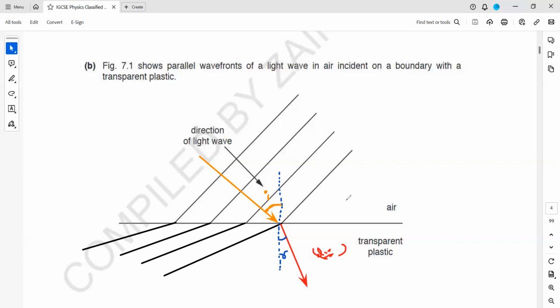The wavefront which we drew, this one and these two should be 90. And this is a wavefront which is already given, and the direction which you drew should be 90 to the direction of the wavefront which we drew.